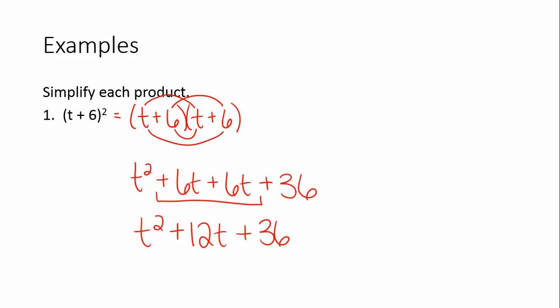And I want to talk for a minute about why this is considered a special case. This is considered a special case because the two binomials are identical. So you can see that your first term ends up being the t squared, and your last term ends up being the 6 squared, and your middle term is essentially a 6t doubled, or times 2. So let's try to remember that as we go through some of these.